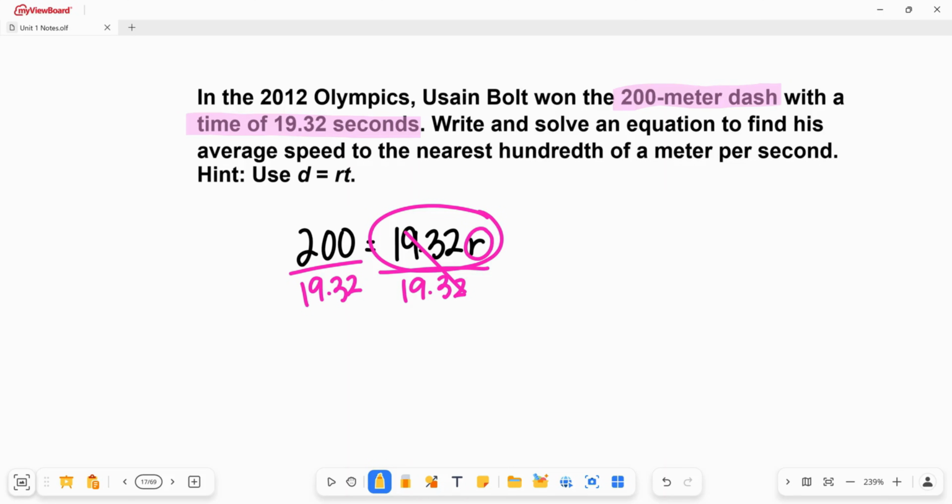So rounding to the nearest hundredth. Hundredth means 2 decimal spots. So I have 10.3519, and so on. I have to look at the 1, and that tells me what to do to that 5. Now, if the 1 is less than 5, so if it's 0, 1, 2, 3, or 4, then that 5 is going to stay where it is. If it was a 5, 6, 7, 8, or 9, then I would round that 5 to a 6. But because that 1 is a 1, I'm going to have 10.35. So his average rate was 10.35 meters per second.